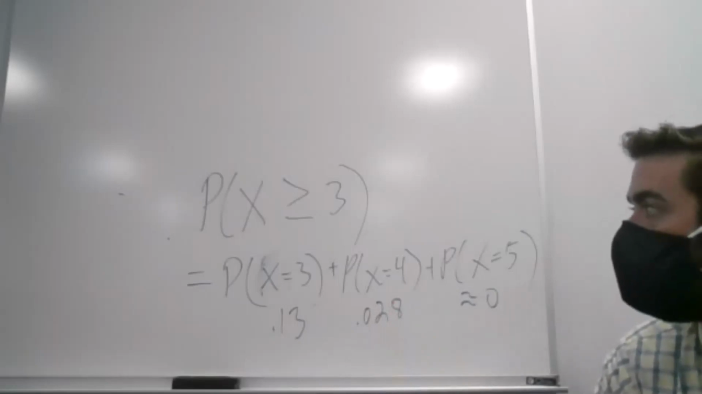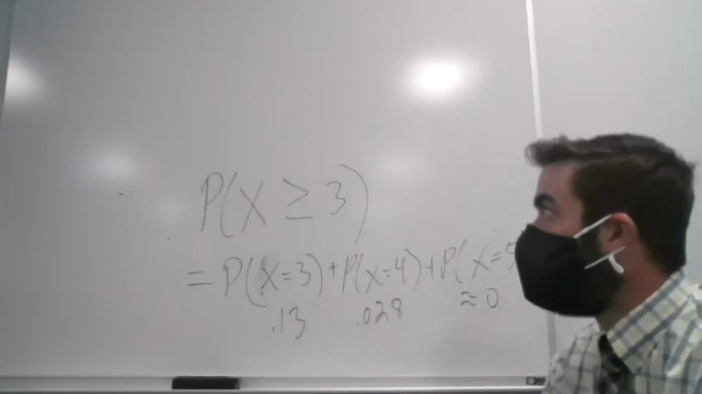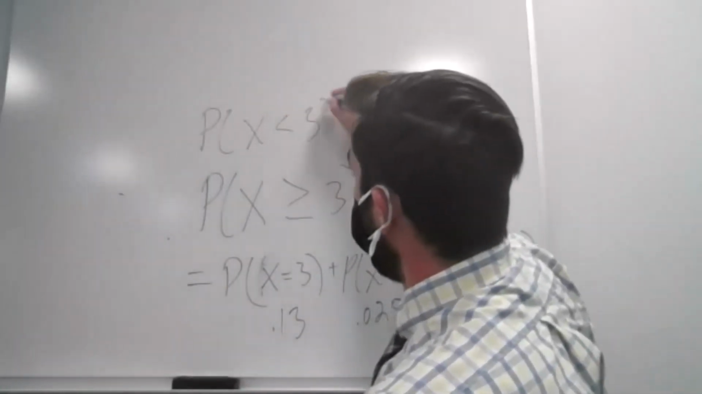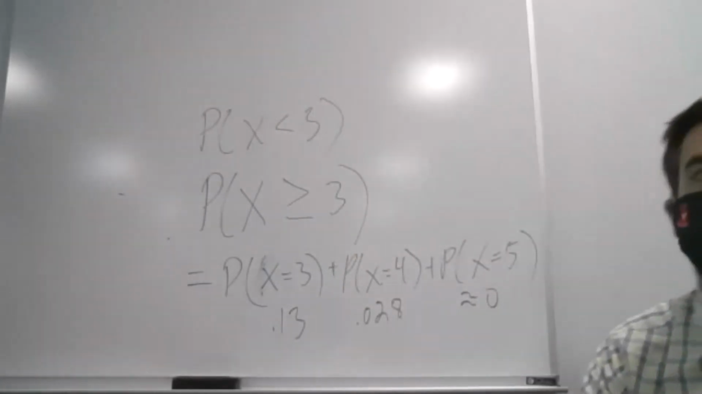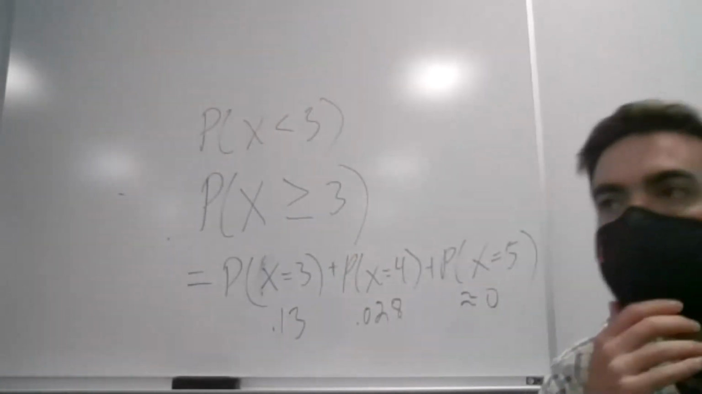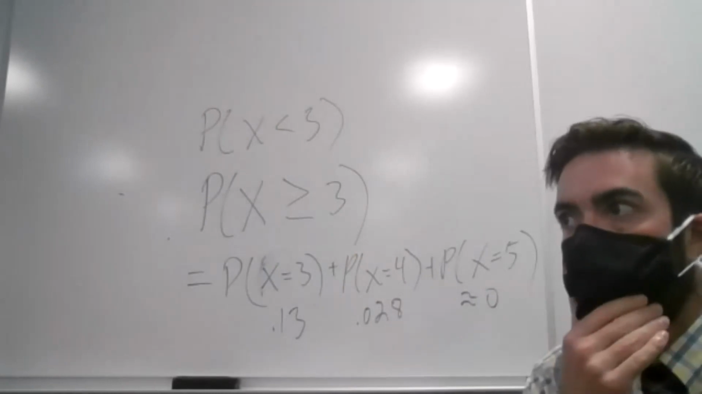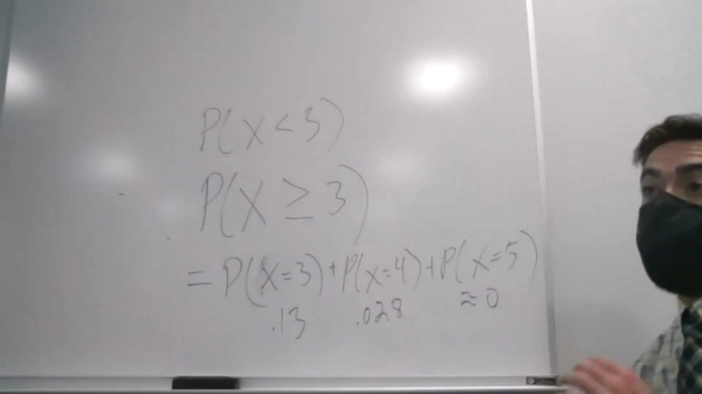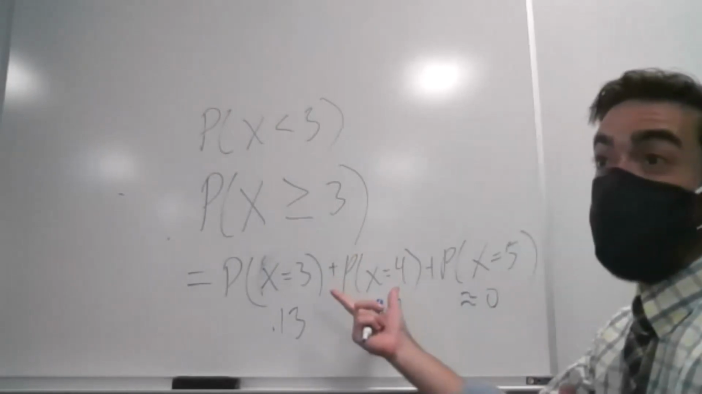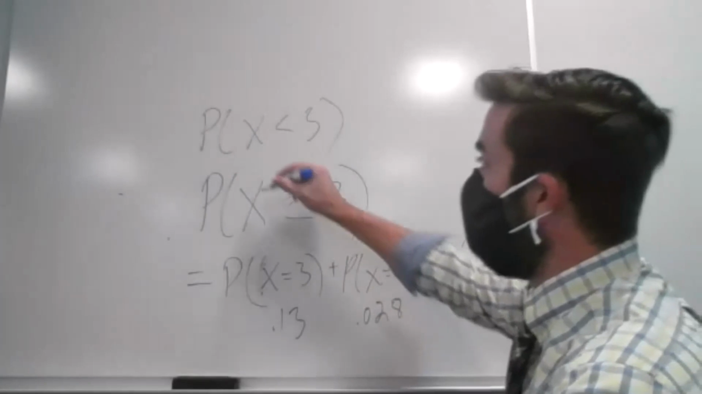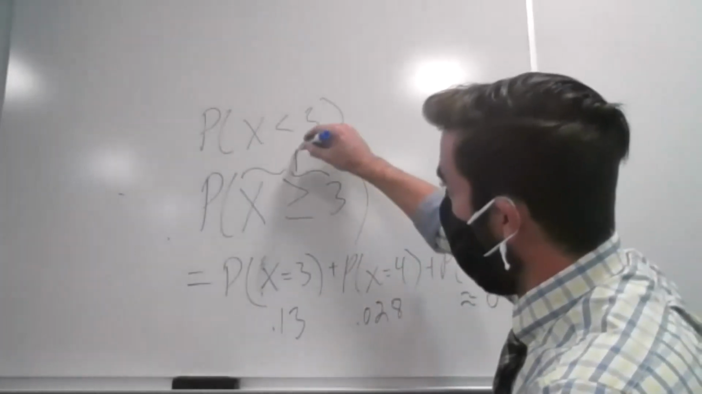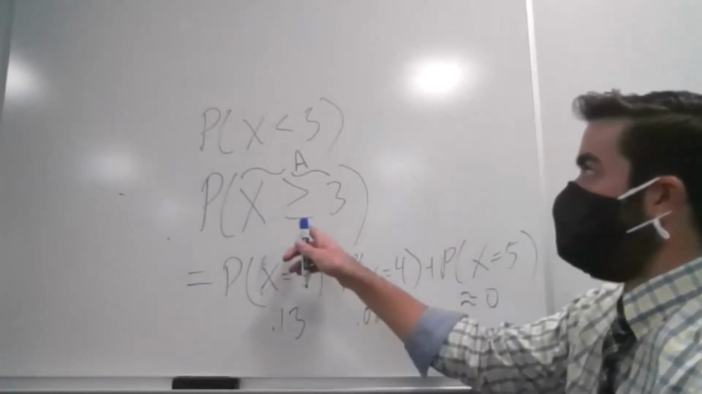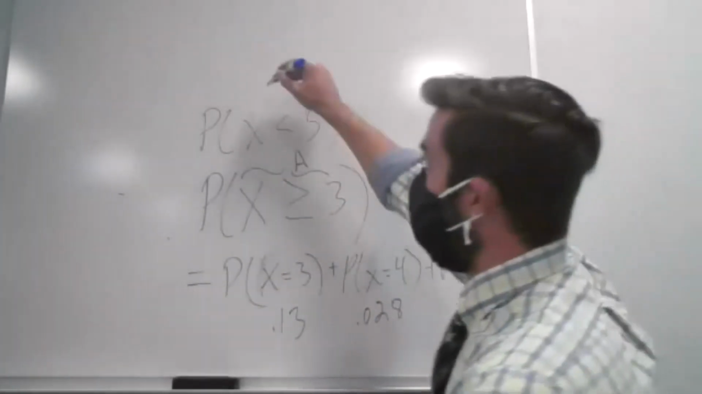Now, what if I wanted the probability that x is less than 3? There are 2 ways I could think about finding this. The easy way, especially if we already had this work done, is if I think about this as event A, what would A complement be? Just being less than 3.